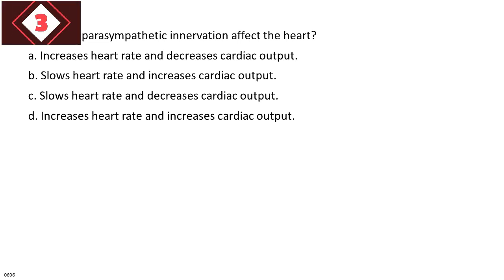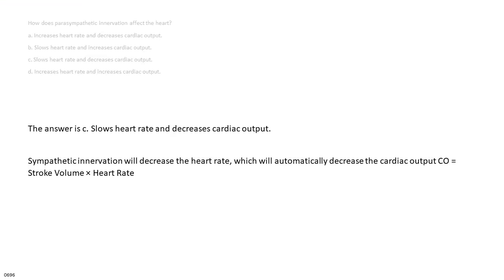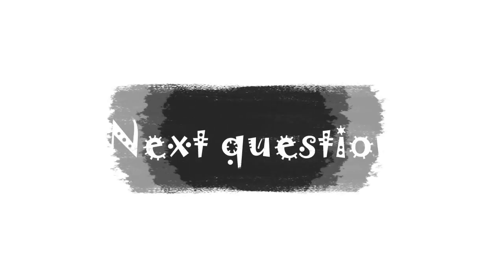The answer is C. Slows heart rate and decreases cardiac output. Parasympathetic innervation will decrease the heart rate, which will automatically decrease the cardiac output, since cardiac output equals stroke volume multiplied by heart rate.